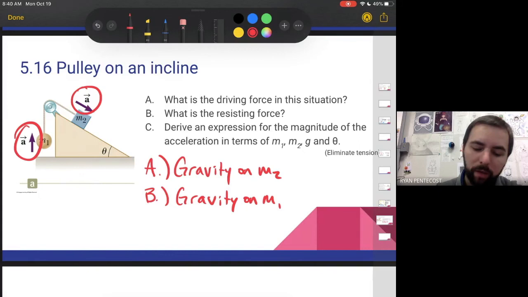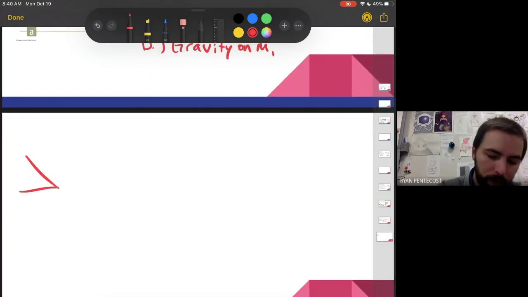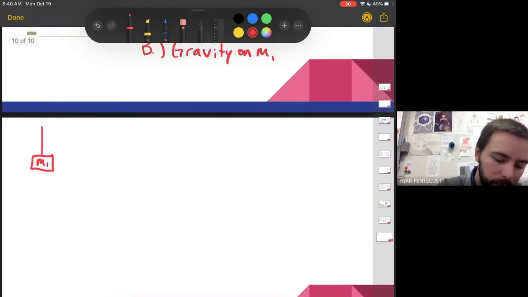Now, part C: derive an expression for the magnitude of the acceleration in terms of M1, M2, G, and theta. So what we'll do is start with a free body diagram for both of them. We have the incline, right? Let's not draw the incline. We'll start with M1. We have tension and M1G. Tension and M1G, right? Then over here, we have M2.